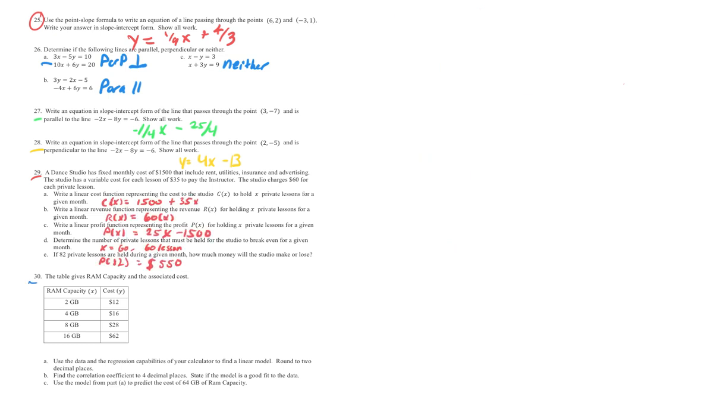The table gives RAM capacity and the associated cost. Use the data and regression capabilities of your calculator to find a linear model, round to 2 decimal places. So you go to stat, input your lists, then you also do stat, tab over to calc, and then go down to LinReg, and that'll be the linear model.